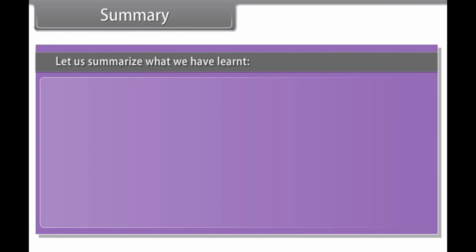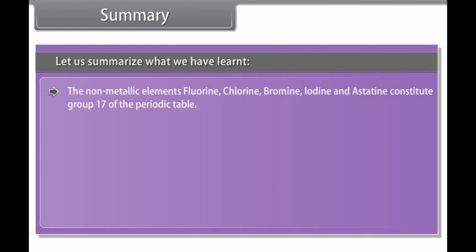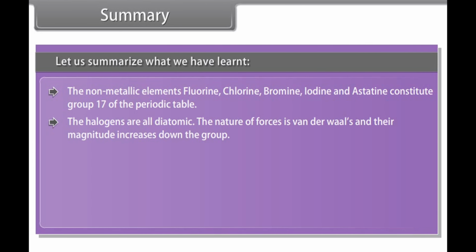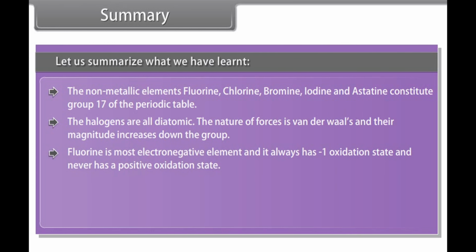Summary. Let us summarize what we have learnt. The non-metallic elements fluorine, chlorine, bromine, iodine and astatine constitute group 17 of the periodic table. The halogens are all diatomic. The nature of forces is van der Waals and their magnitude increases down the group. Fluorine is the most electronegative element and it always has -1 oxidation state and never has a positive oxidation state.